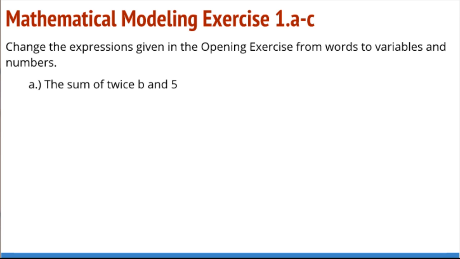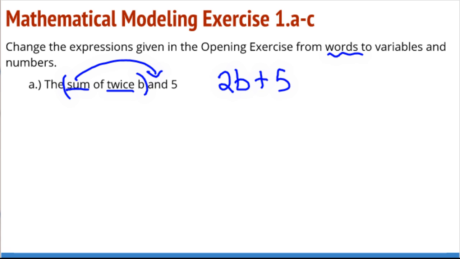All right, so now what we're going to do is look at the exact same expressions, and we are going to actually write the expression. So we're in word form right now, and we want to move into a number form. So paying attention again to I have a sum and twice, and now I need to ask myself, what am I summing here? The sum of what? The sum of twice B, and what is being summed here is the and 5.